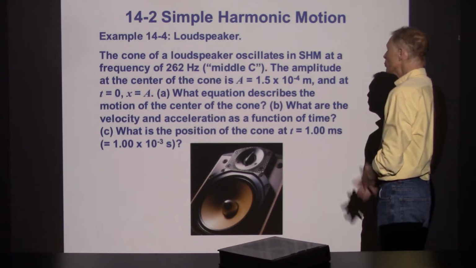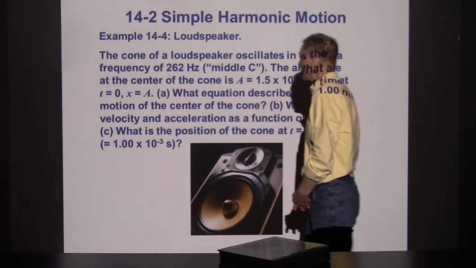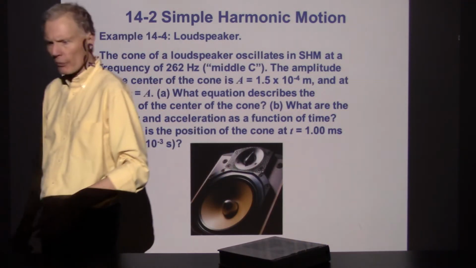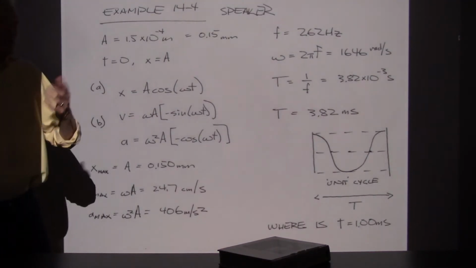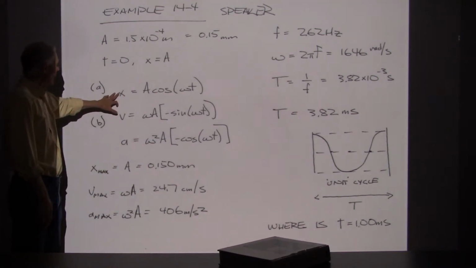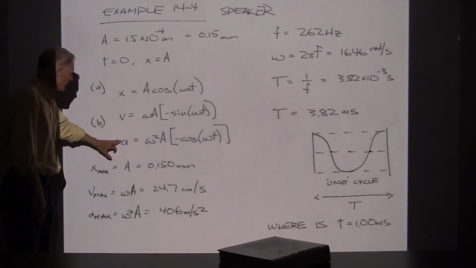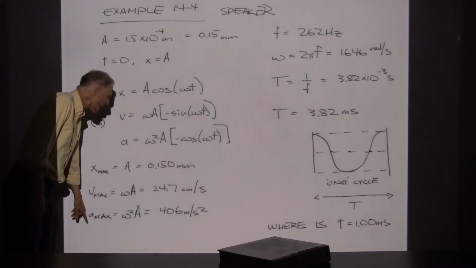What equation should we use? What are the velocities and accelerations? What's the position of the cone? So let's do this. I'm going to go back, and I'm just going to keep using these same formulas until they tell me not to. So displacement, velocity, acceleration. Again, the X max, the V max, and the A max.